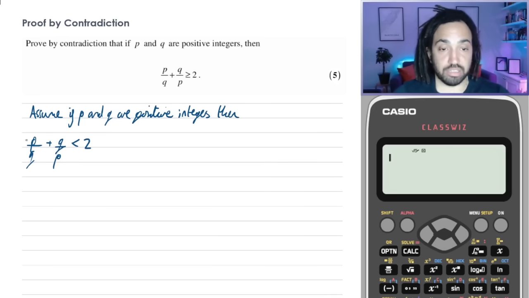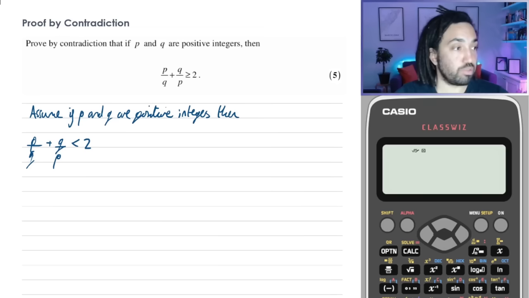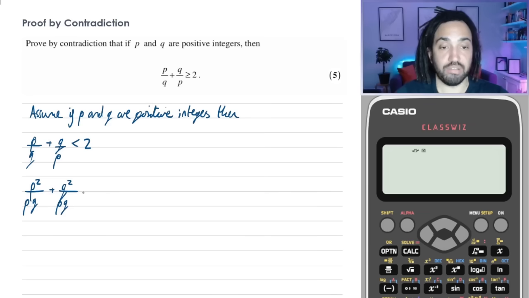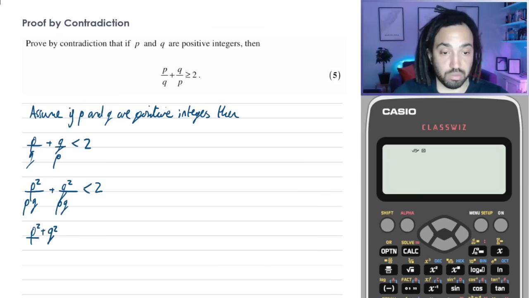Okay, now we're going to do the algebra. Let's make this a single fraction. This whole thing here, let's add these two fractions together. So times this one top and bottom by P, it's going to give me P squared over PQ. And times this one top and bottom by Q, it's going to give us Q squared over PQ. And that is less than 2. Okay, so then we can write that as P squared plus Q squared all over that common denominator of PQ.